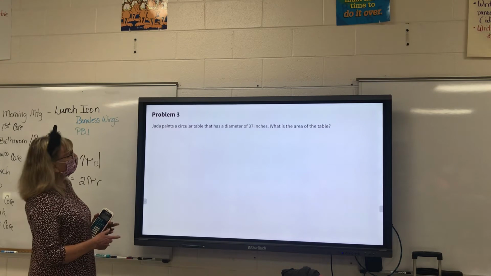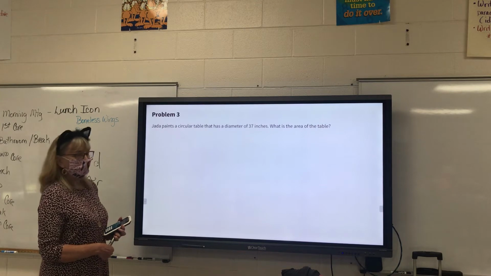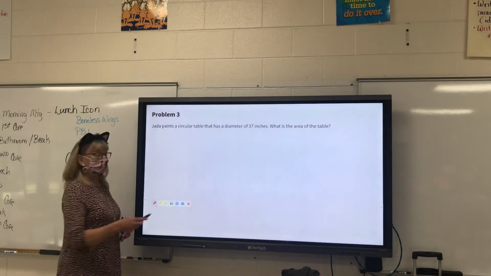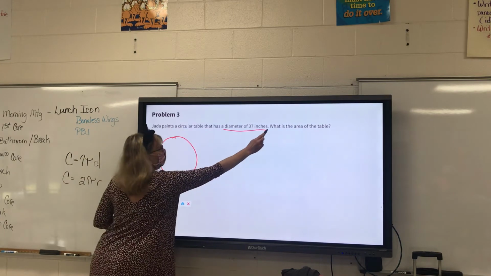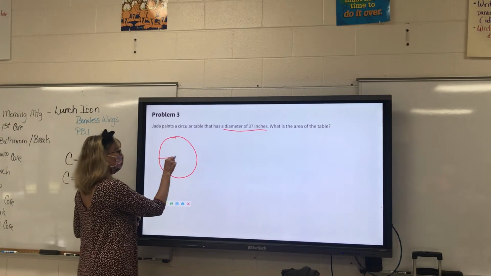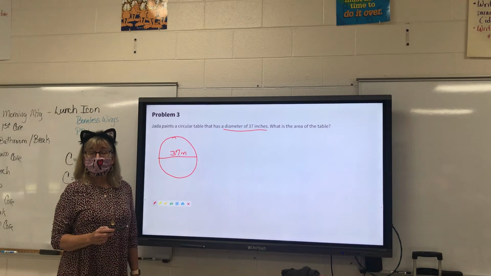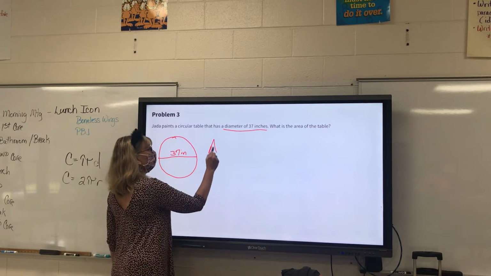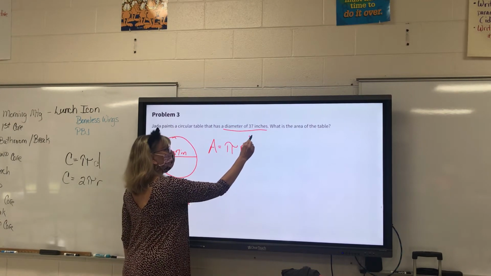All right, problem 3. Jada paints a circular table that has a diameter of 37 inches. What is the area of the table? So we're going to always draw a picture because that helps a lot. Okay, circular, diameter of 37. Diameter goes where? All the way across. Okay. What is the formula for area of a circle? Pi r squared.